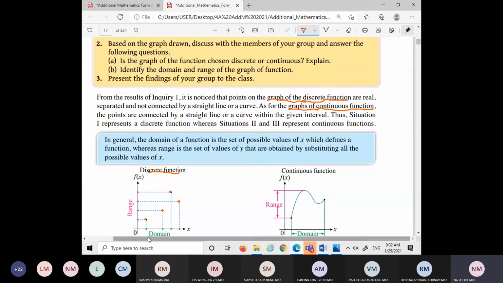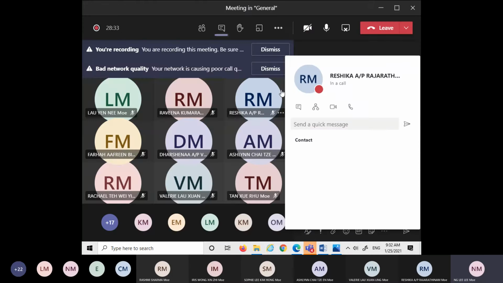For example, here is 1, here maybe 2, they don't have data, maybe here is 3, 4, and then 5. If the question asks you, f(2), what's your answer for the discrete function? Anyone want to try?